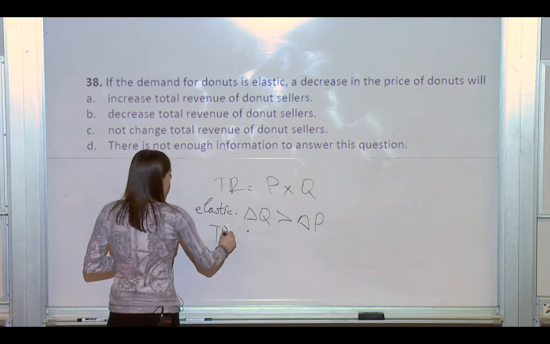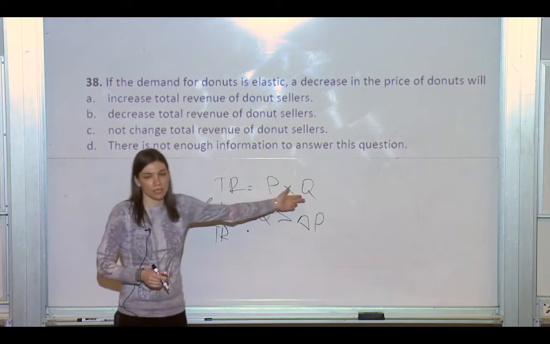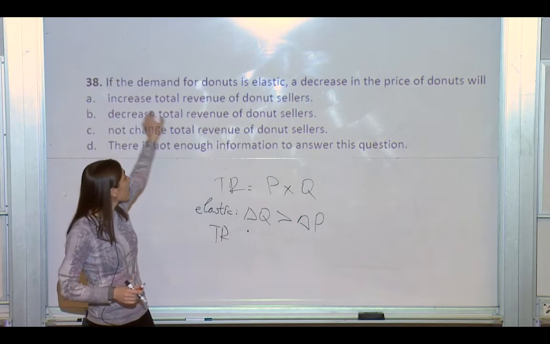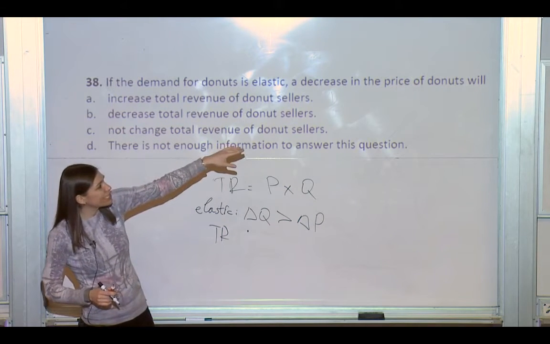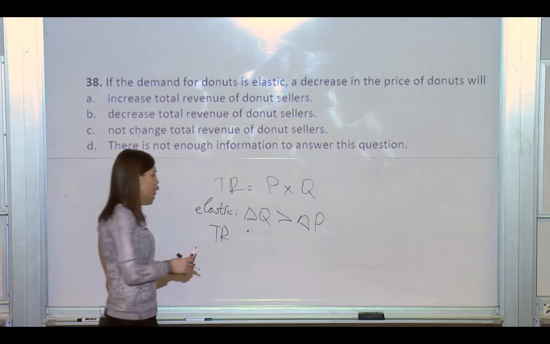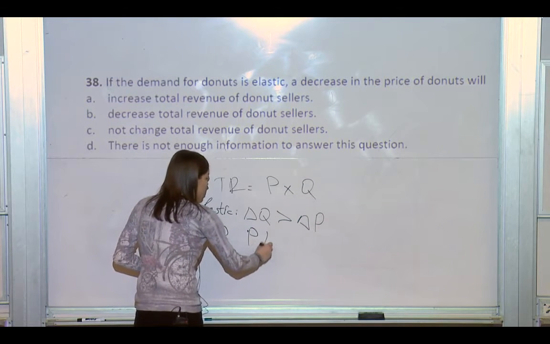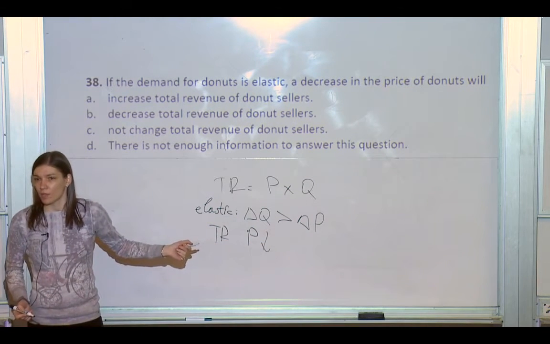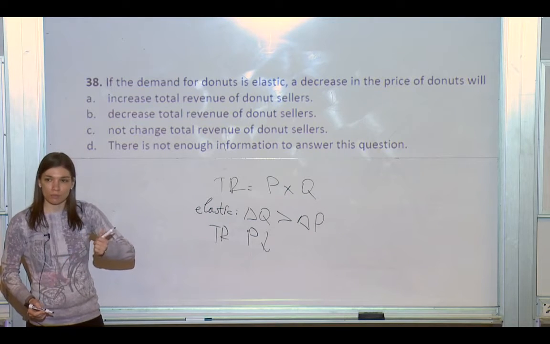Now, what will happen to total revenue? Well, total revenue is price times quantity. Now, what happened? The change here is that there's a decrease in price, right? So price went down, which is a bad thing for total revenue. But by price going down, what happens to quantity?